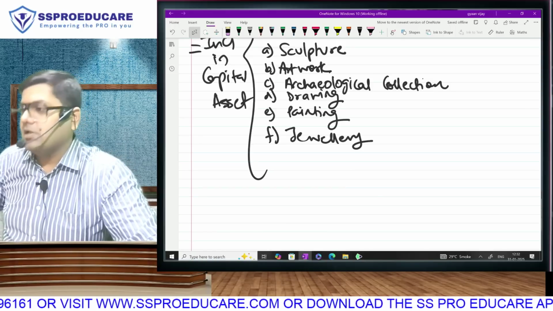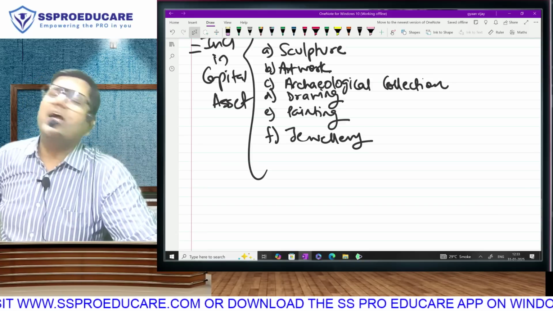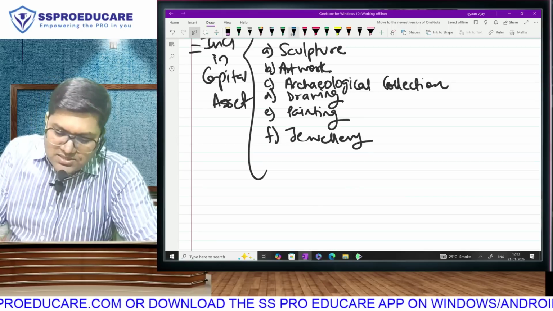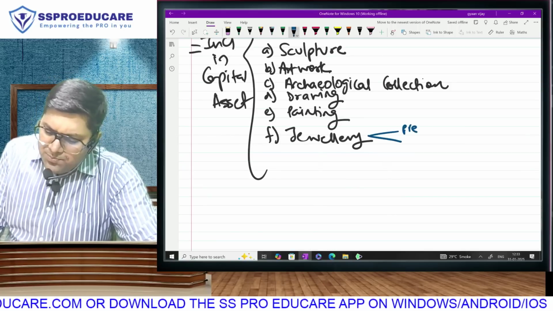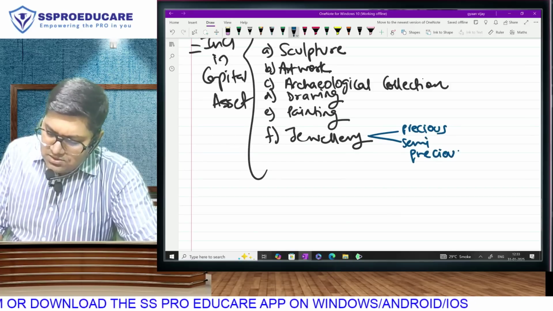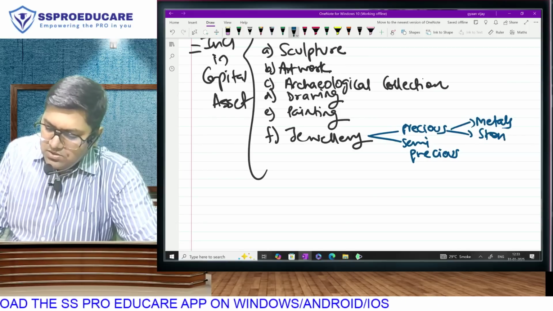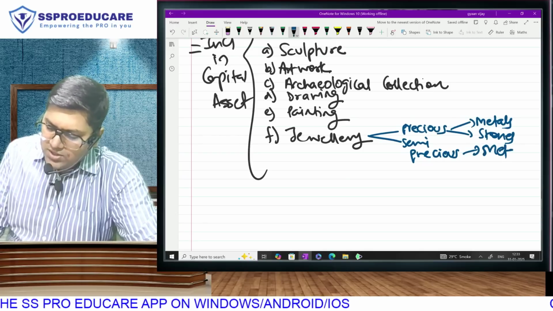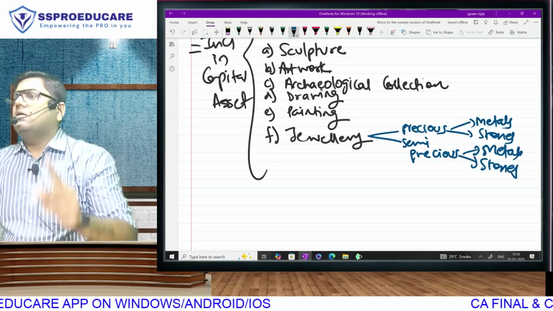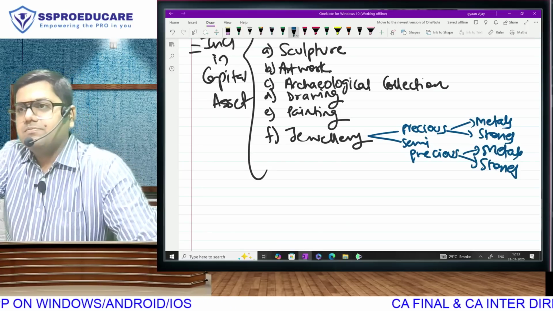Jewelry does not mean only wearables. Wearables, yes, jewelry, but the definition of jewelry in income tax law is wide, big. At least use this definition for capital gain and IFOS. Jewelry means anything that contains precious or semi-precious metals or stones. Anything that contains precious metal, semi-precious metal, precious stone, semi-precious stone will be considered as jewelry.